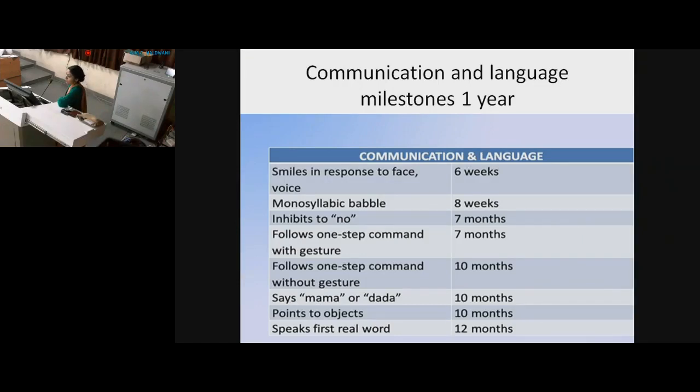Then bisyllables, mama, dada, something like that at around 10 months. Then again pointing to objects. So where is mama? They start pointing. Speaks their first real word, that could be a jargon word. I told you something like everybody, it's a Muslim family, everybody in the family calls the child Ammi, but the child says Mama, Mama. So that is a word that the child has made for his mother. Similarly, you want to teach him pani, pani, pani, or water, water, water, but the child says Mum, Mum, Mum. For that child, that word has a specific meaning.